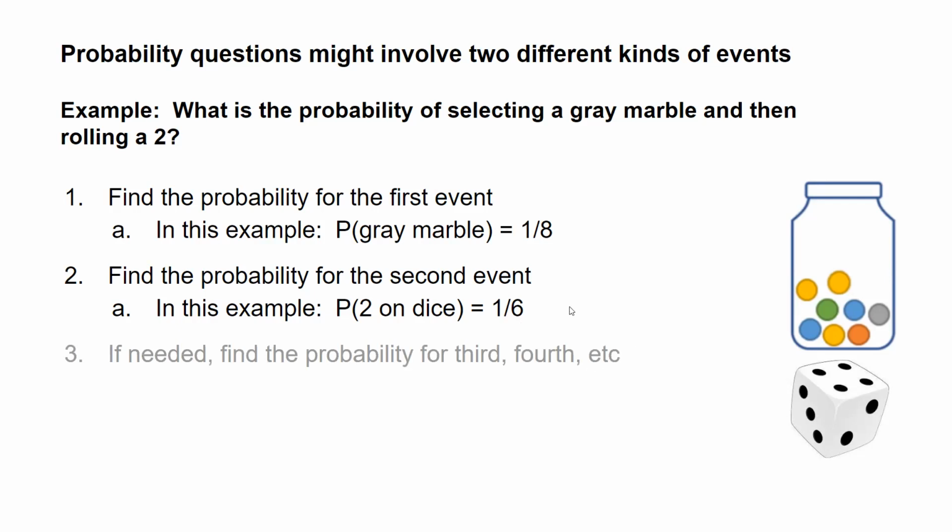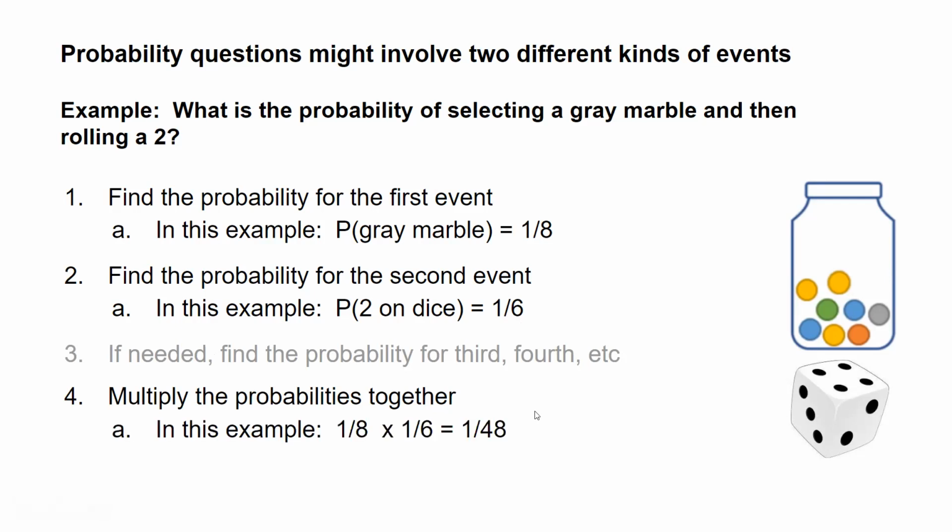Now we need to do the thing where we find the probability of third and fourth, etc., if we need to, but we don't. We just have 2 events. We multiply those probabilities together. 1/8 times 1/6 equals 1 over 48. That's the answer to this question. So for a probability involving multiple events, make sure you're multiplying the probability of each event.